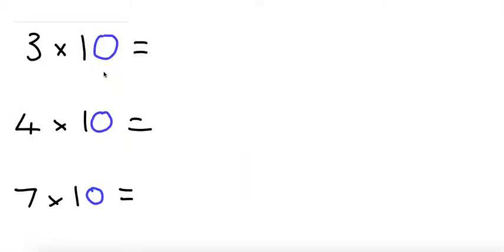Let's look at multiplying by 10, 100, and 1000. First, we'll look at multiplying by 10. In this example, we've got 3 times 10. 3 multiplied by 10 is the same as having 3 groups of 10, or 3 tens. With materials, we can show it like this: 1 ten, 2 tens, 3 tens.